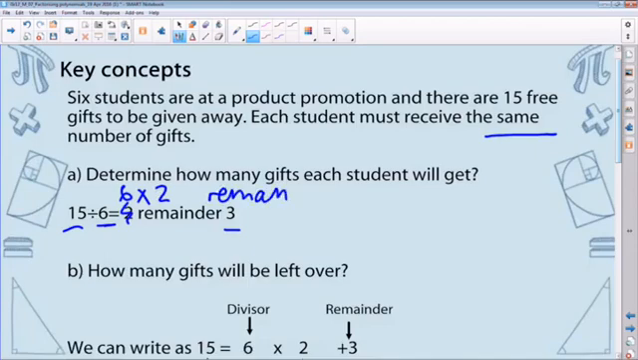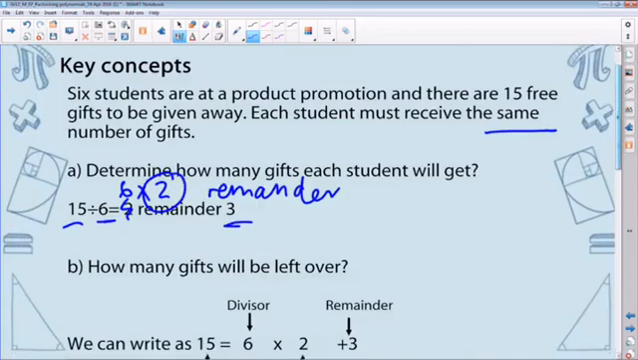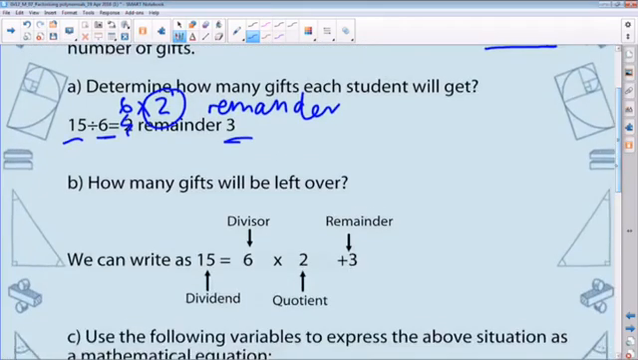Okay, so that's pretty simple for you. How many gifts will each student get? Well, it looks like each of them is going to get 2 gifts, and there's still going to be 3 left over. Okay, so that answers the next question, which says, how many gifts will be left over?